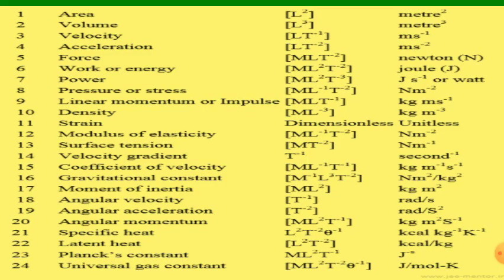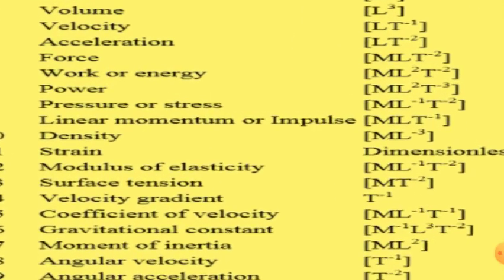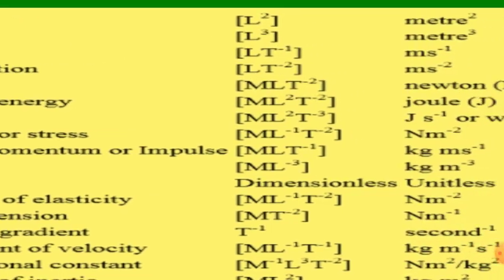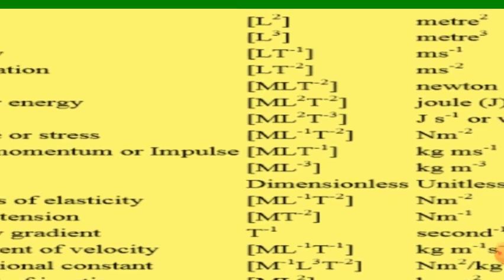Now these are some of the dimensional formulas and their units. The first is that of area. I told you that we can write M to the power 0 and T to the power 0 here, but if you don't want to write them, it is understood that mass and time don't come in the expression of area, so it will be L square, and its SI unit will be meter square.